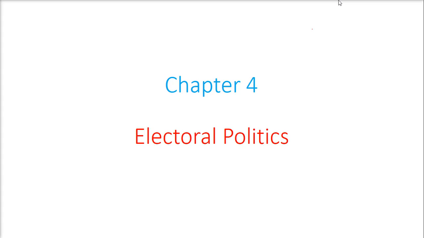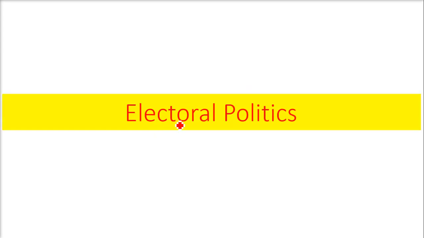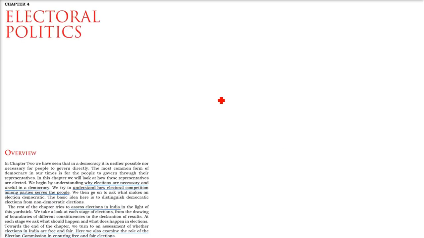This is chapter number 4, Electoral Politics. We will talk about electoral politics, that is Chunavi Rajniti. What we have seen about democracy is that the most common form of democracy in our present times is that people choose the government, or you can say representatives.